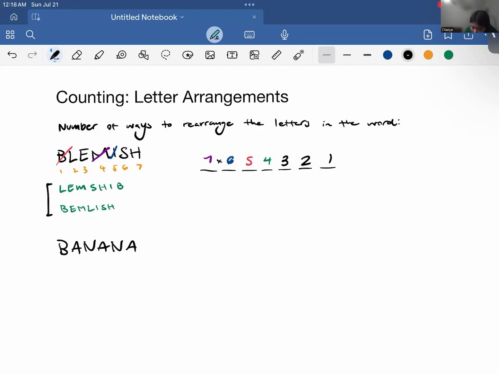I'm just going to write these times symbols. And that is just going to be equal to 5040, right? And then now I would like to introduce you to a concept called factorials, right? Factorials.